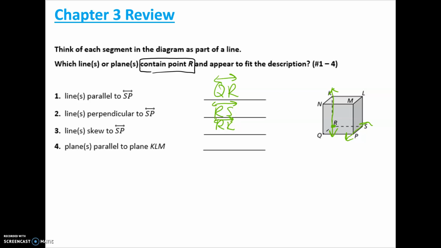And then the last one, planes that are parallel to plane KLM. So something that's parallel to KLM that has point R in it. Remember, you can use any three letters from that base, so QRS, RSP, PRS, PRQ, anything. Please make sure that it contains the letter that it's talking about, though. Contains point R.